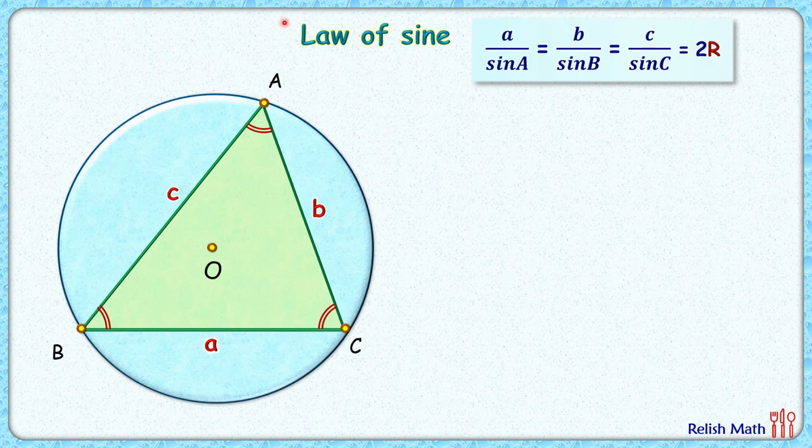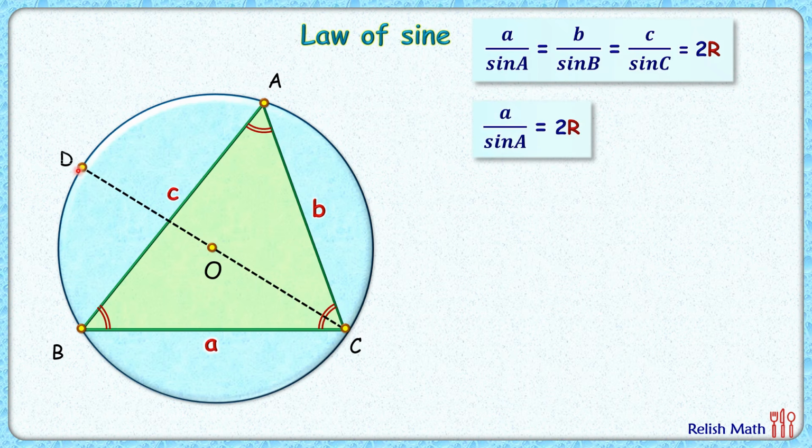Okay, let's check the proof for the law of sines. Here let's take part of it, that is, a upon sine A equals 2r. For that, let's draw the diameter of this circle from point C meeting at point D. Also, let's join DB here. We know that in a circle, the diameter always subtends an angle of 90 degrees. So angle B here is 90 degrees.